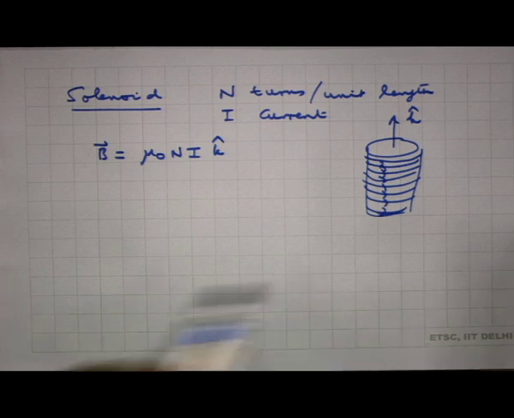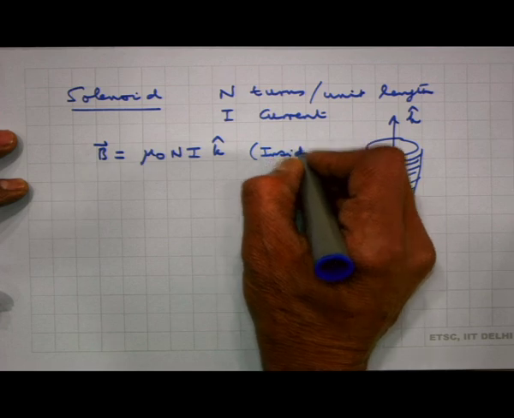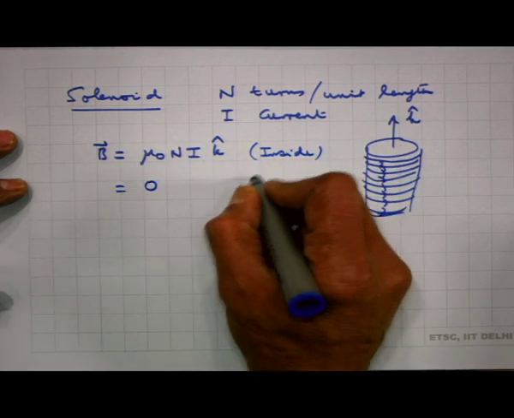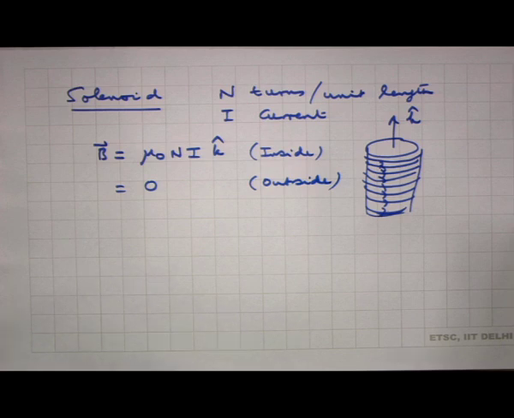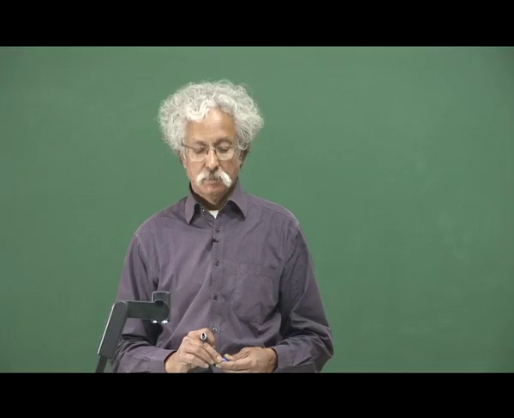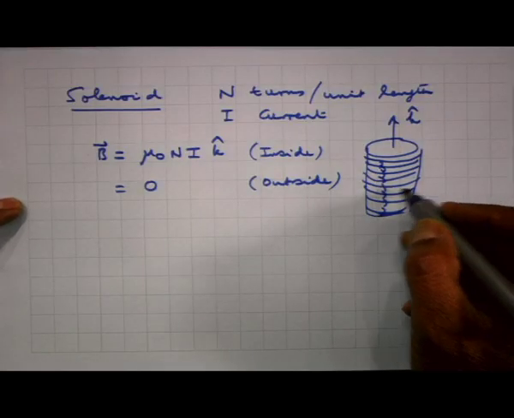Uniform magnetic field within the solenoid is inside and 0 outside. An infinitely long solenoid creates a uniform magnetic field within the solenoid of mu naught n I k cap. Outside the solenoid, the magnetic field is 0. We had calculated this. Now, this solenoid is assumed to be very closely wound.